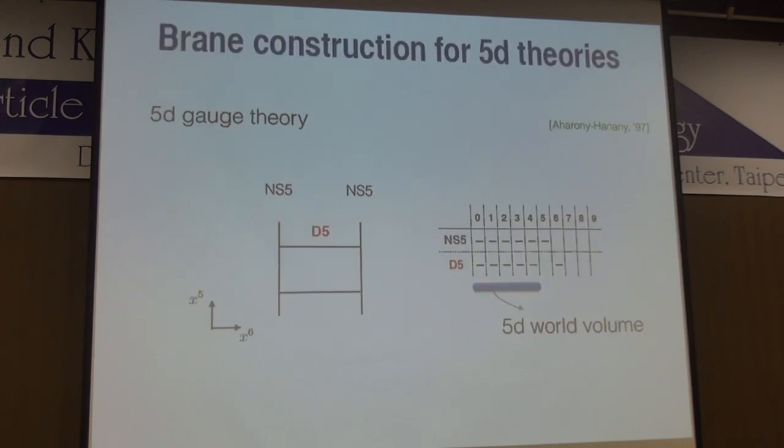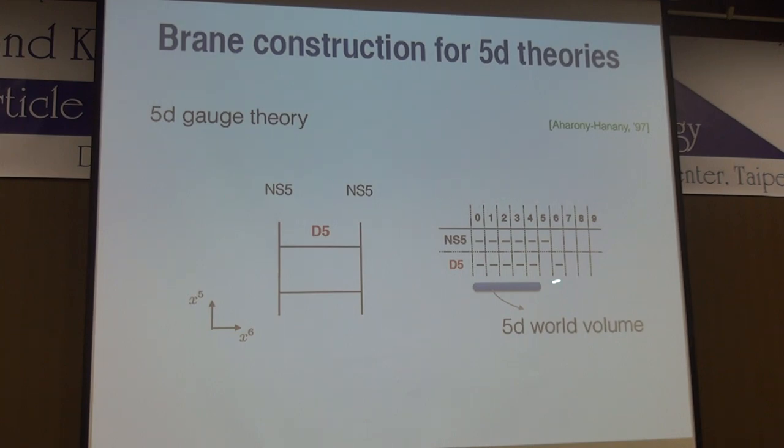So this is a brane construction of 5D gauge theory. We introduce an NS5 brane. Whenever we introduce branes, we basically break half the supersymmetry. So by introducing an NS5 brane, we break half. From 32 supersymmetries, we have 16, and we also introduce a D5 brane, so we break another half. So we have 8 supercharges. So this configuration gives you 8 supersymmetries.